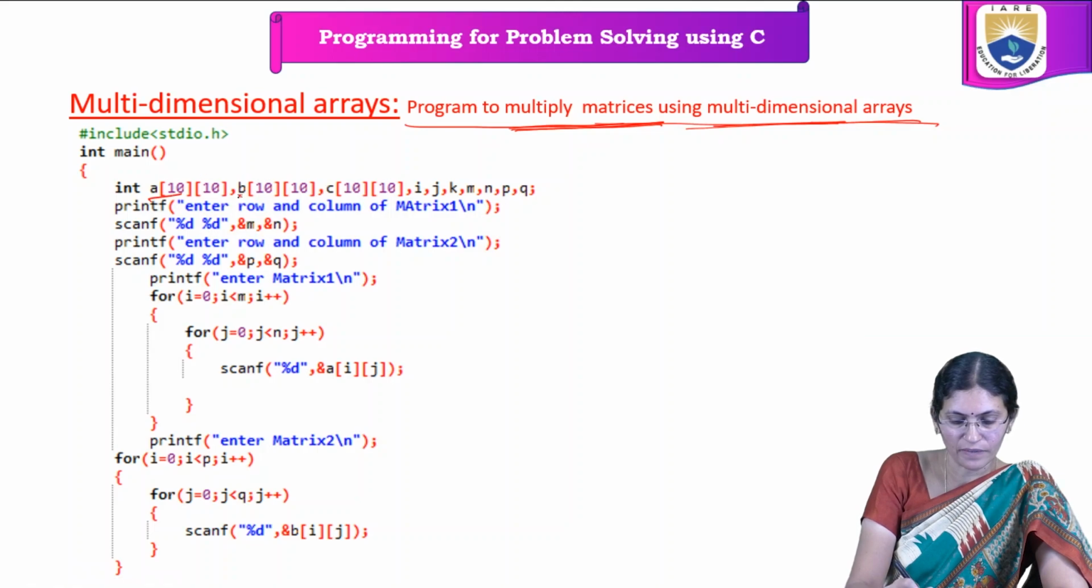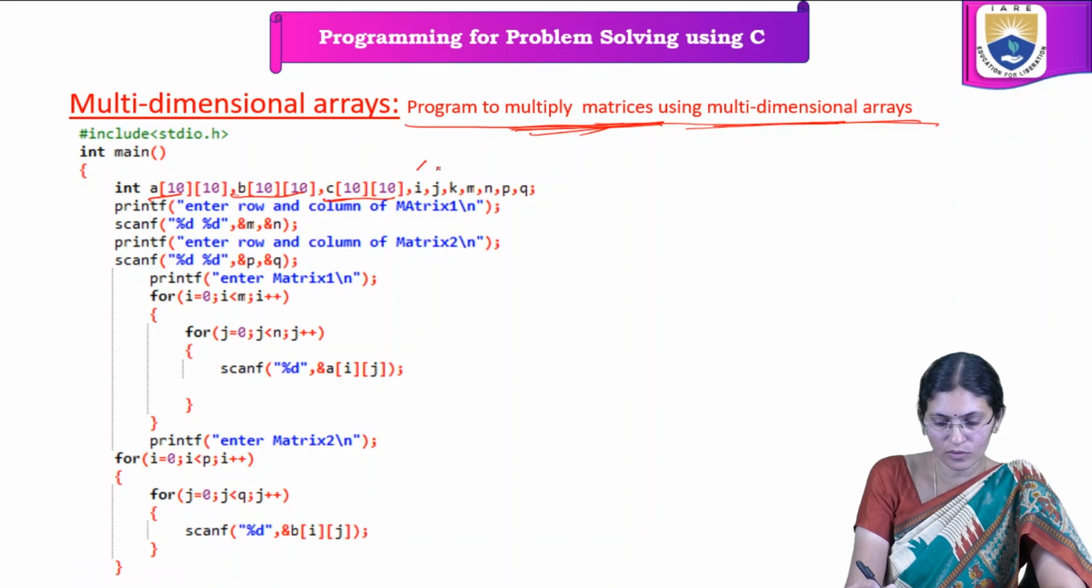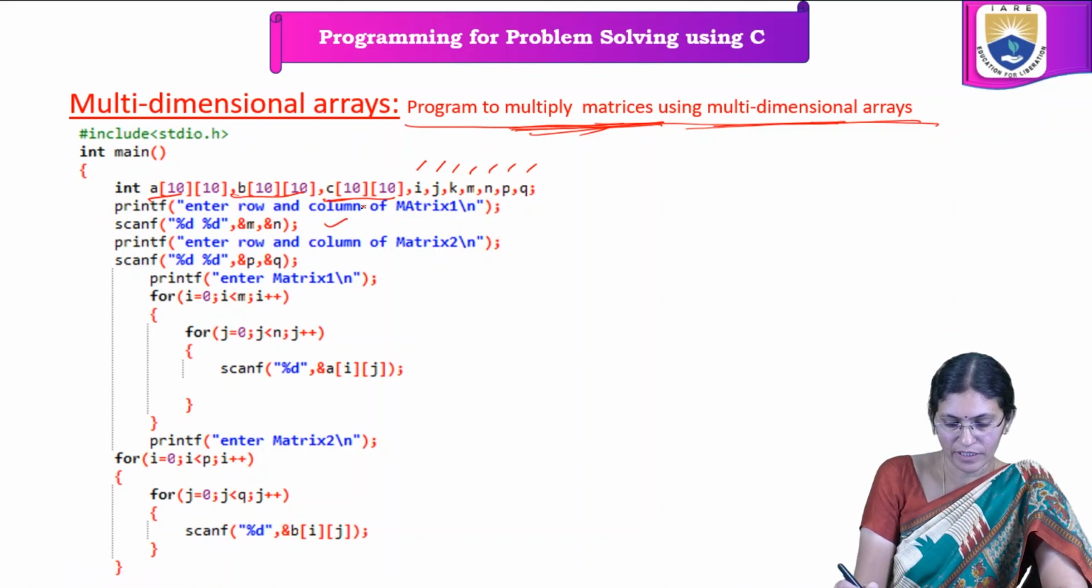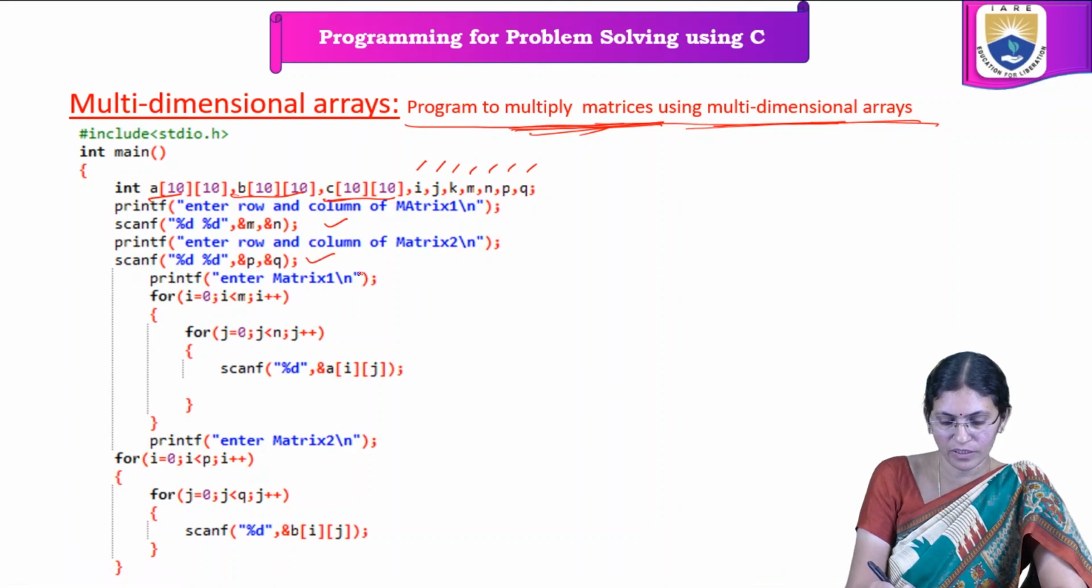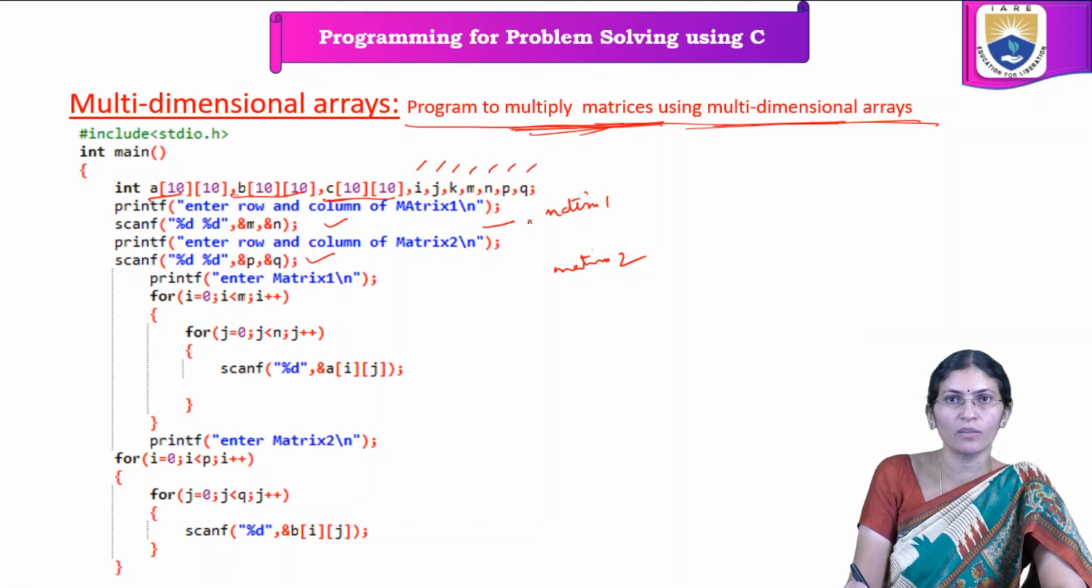Here we have declared two arrays A and B, and also we have declared one more array where we need to store the multiplication, that is array C. Then the variables i, j, k, m, n, p and q are integer variables. This scanf statement will read the row size and column size, and this one will read the row size and column size of matrix 2. So we have two matrices, matrix 1 and matrix 2. This will read the rows and columns of matrix 1.